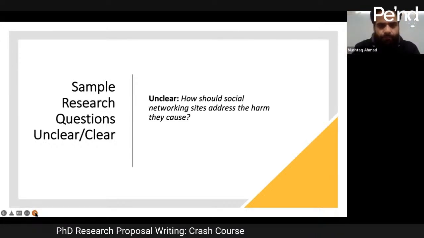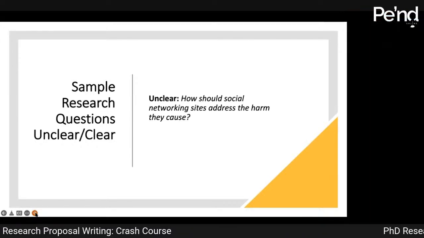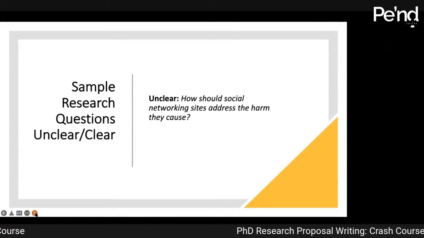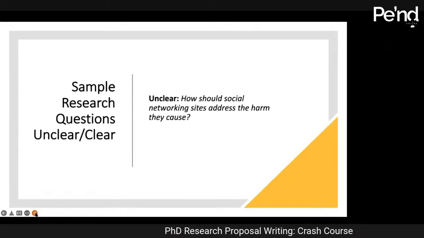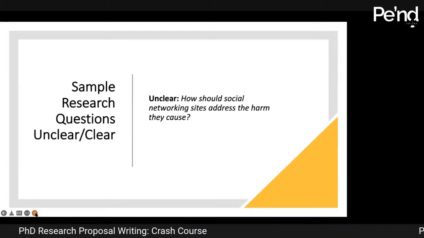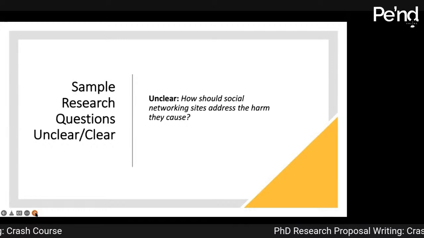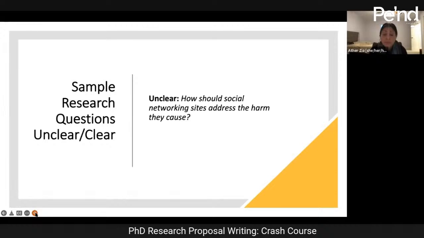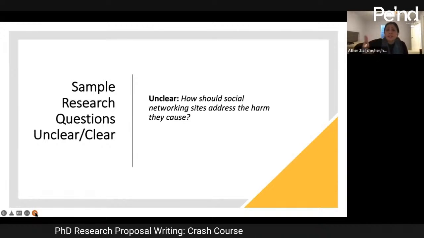Speaking of how should social network sites address the harm they cause, firstly, they don't specifically refer to any particular social networking site, be it Facebook, Twitter, or Instagram. And secondly, what kinds of harms? Is it mental? Is it physical? Is it something to do with terrorism? So it's completely unclear.